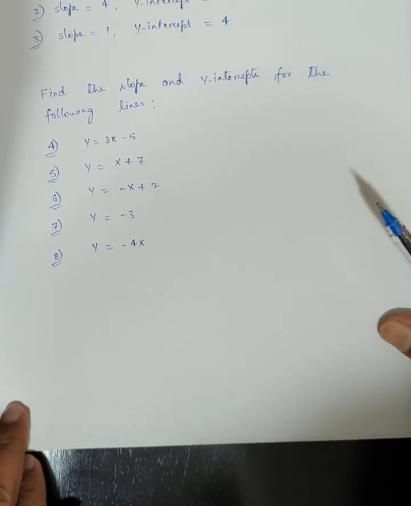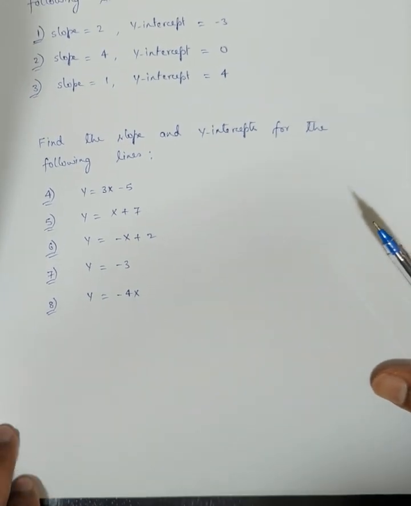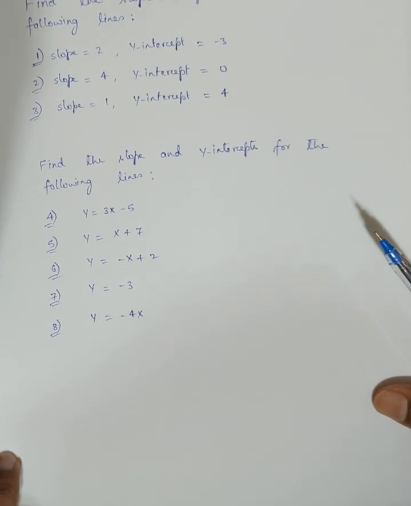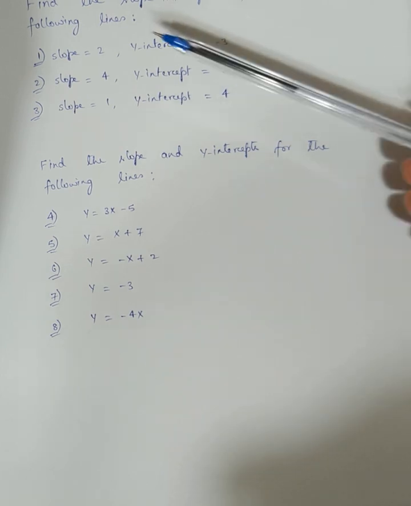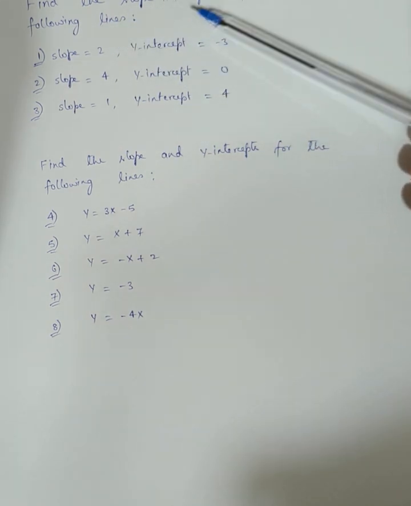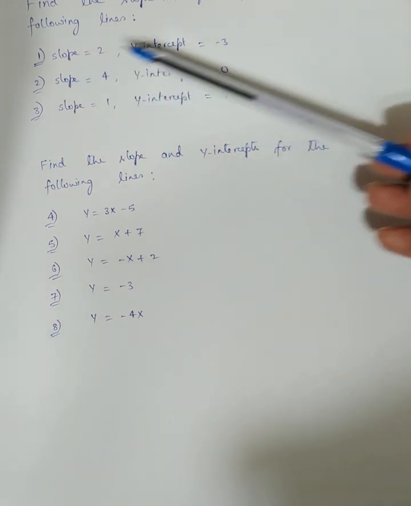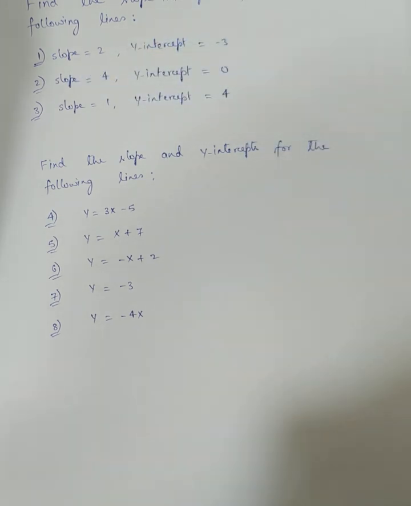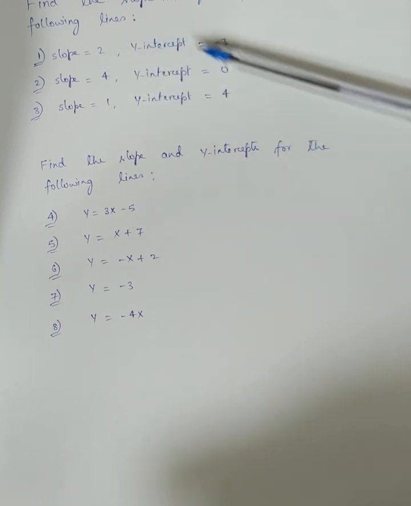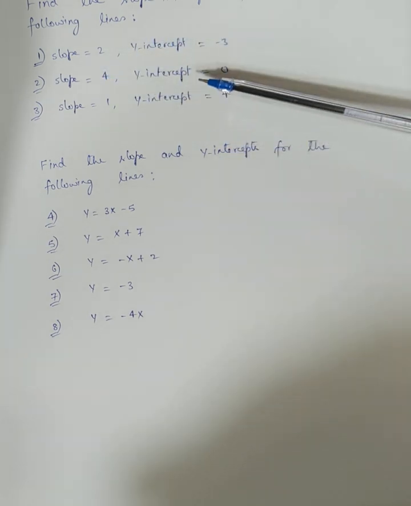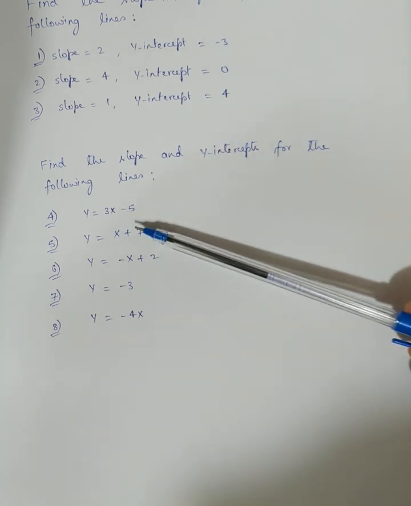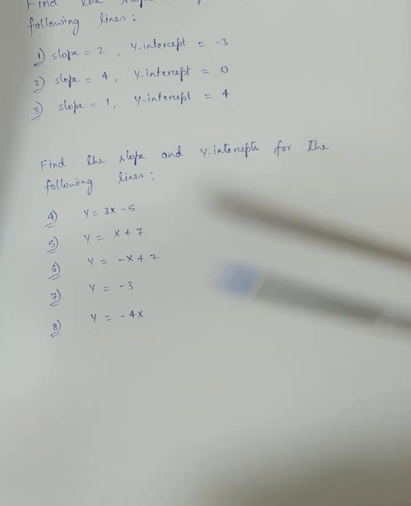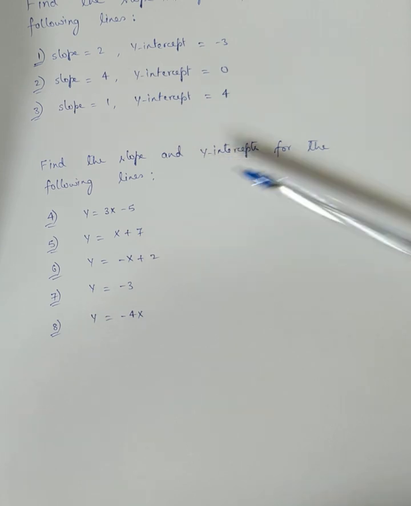And as usual, the answers are in the video description. So I have two sets of practice problems. In the first set, I'm asking you to find the slope-intercept form given the slope and y-intercept. So you just have to plug your slope and y-intercept into y equals mx plus b. Now in the next set, what I've done is I've given you the slope-intercept form. I have given you the y equals mx plus b, and you have to figure out the slope and y-intercept.